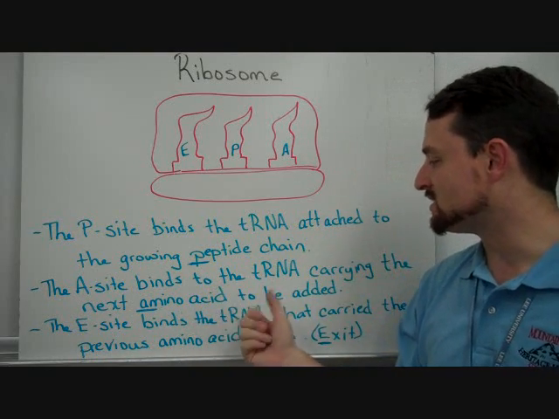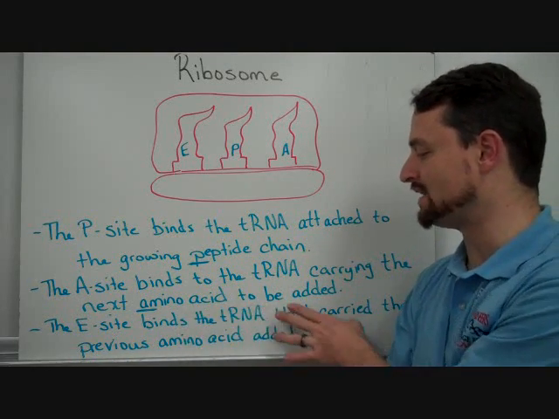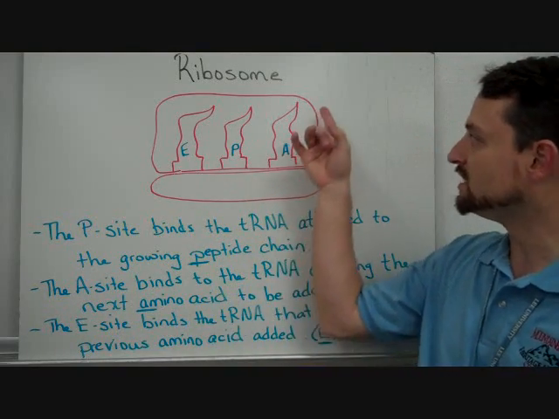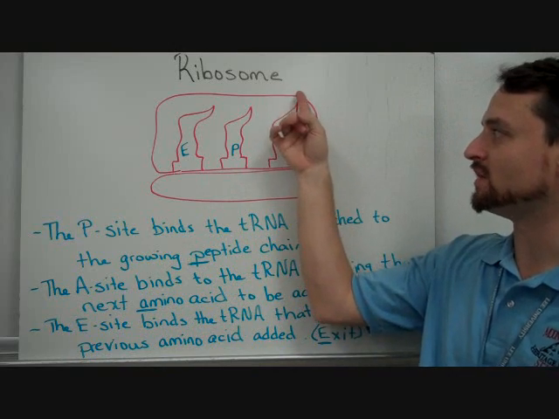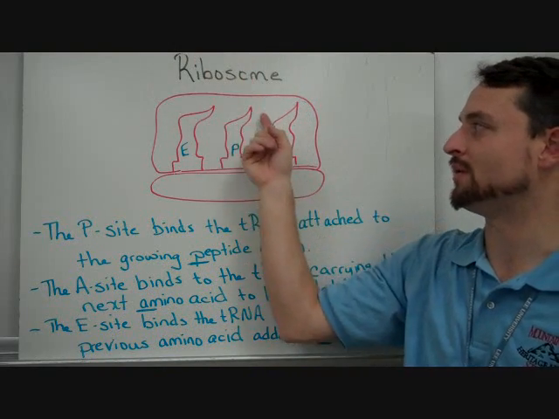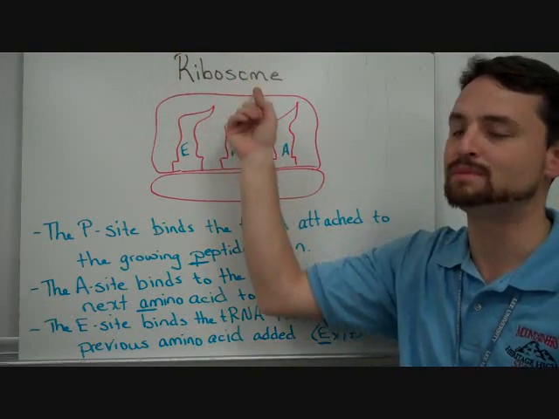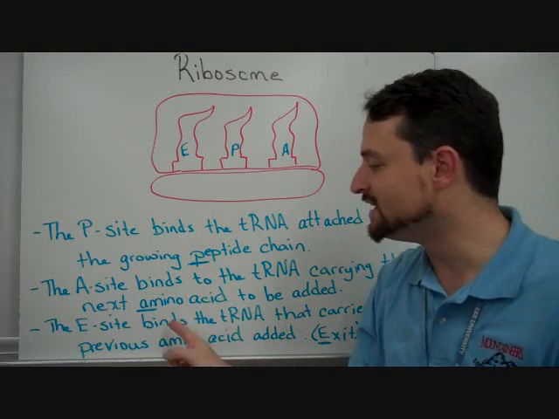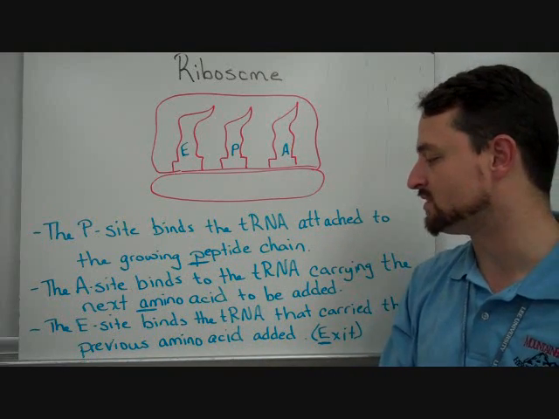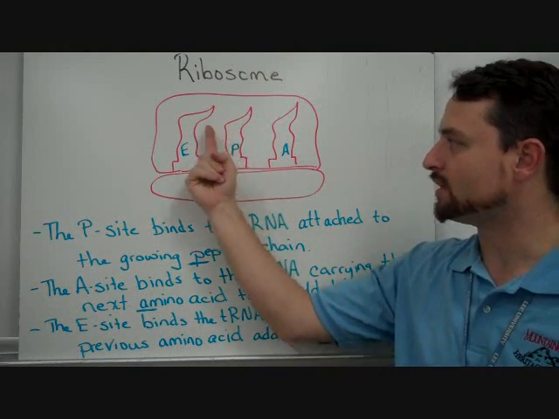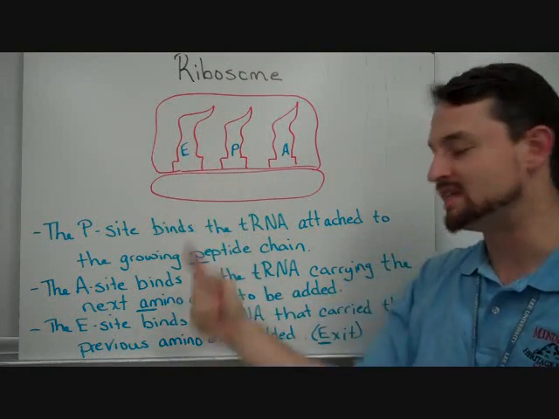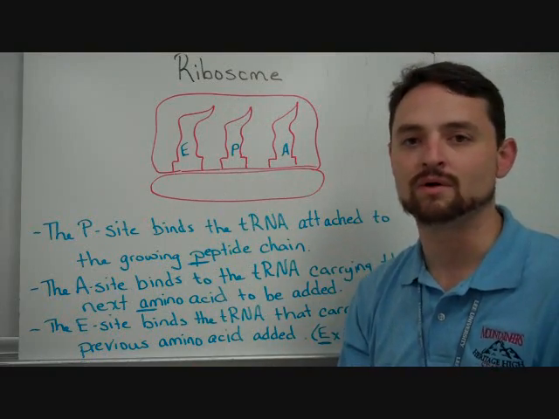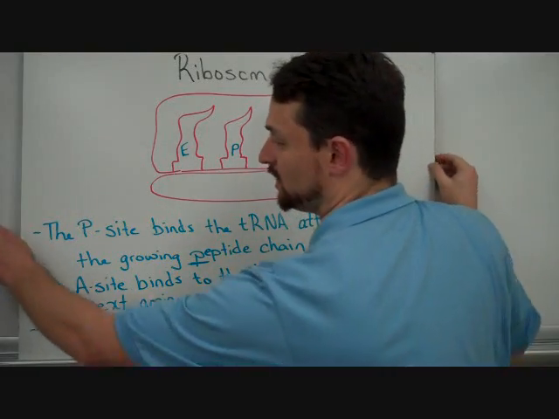The A site bonds to the tRNA carrying the next amino acid to be added. A for amino acid, you can see the wording there. This one will have 1 amino acid hanging off the end. The P site could have multiple amino acids right here, so this has a bunch of polypeptides, P site. This has an amino acid, A site. The E site bonds the tRNA that carried the previous amino acid. So from the P site, it will shift to the E site, which is the exit, E for exit. And at this point, it will no longer have any amino acids attached to it. Let's see this in a little bit more detail.